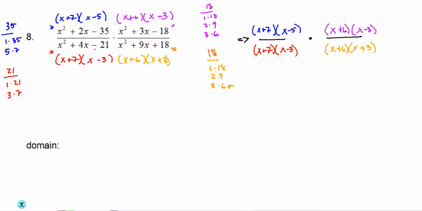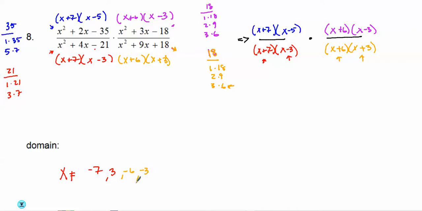Now, step 2, again, state the restriction right now. From this part, we understand that x may not equal negative 7. From this part here, it may not equal positive 3. Now, from the orange, we get that x may not equal negative 6, and we're not allowed to equal negative 3.